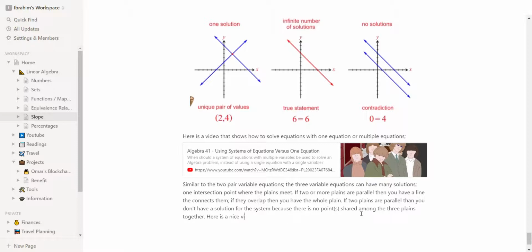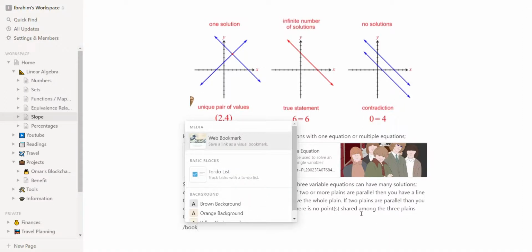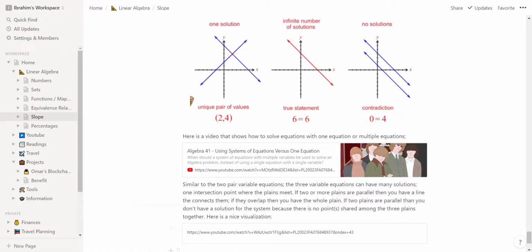One additional configuration of the planes which will result in a system with no solutions is if the planes are oriented so that their intersection points lie along three distinct parallel lines.